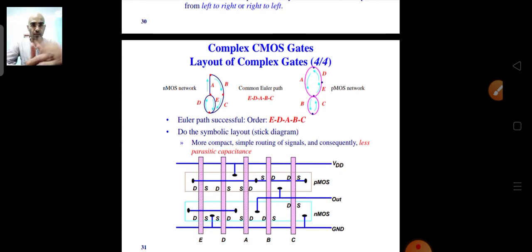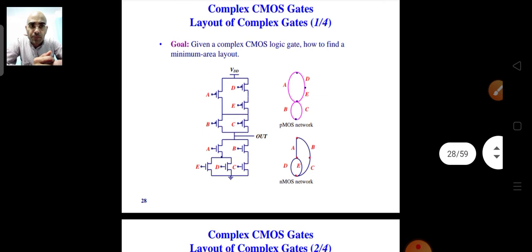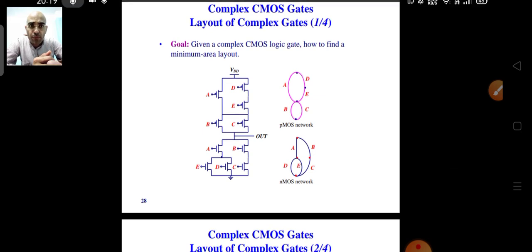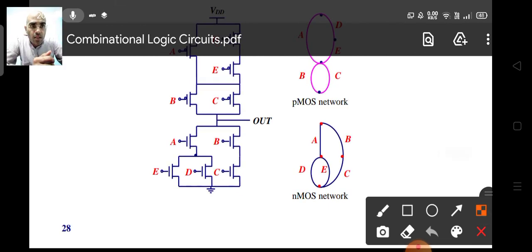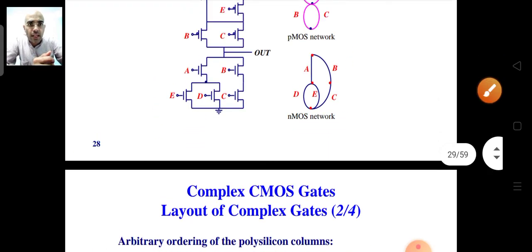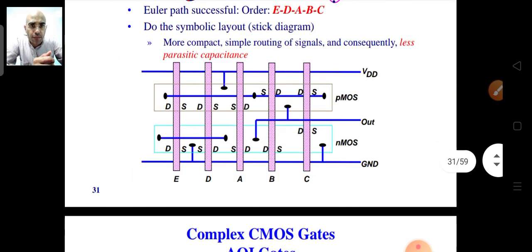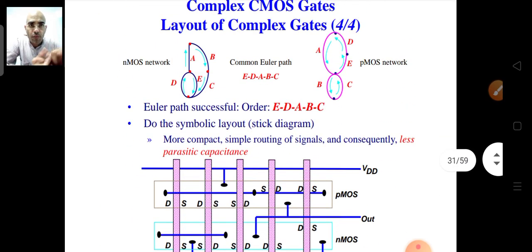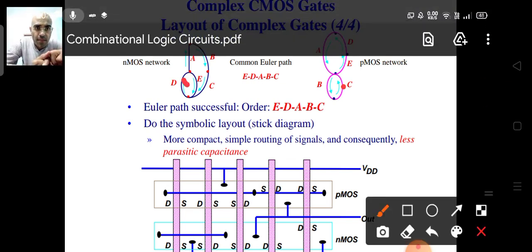The circuit which we have considered previously, you see this is what we have considered. Now you can see this is the graph of the pull-down network, and this is the graph of your pull-up network. We have just redrawn it here. This is our pull-down network, and this is our pull-up network. Same thing.